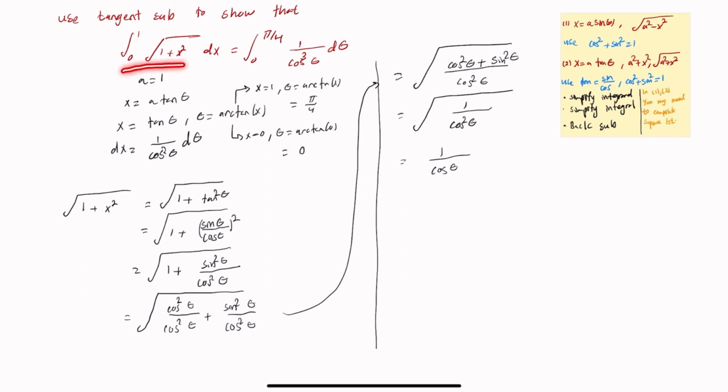Now let's take this integral and rewrite it using the tangent substitution. So we have the integral going from 0 to 1 of the square root of 1 plus x squared dx equal to the integral with the new limits. The new limits are 0 and pi over 4. And then the integrand is going to be equal to 1 over cosine of theta. And also dx here is going to be equal to 1 over cosine squared of theta d theta.